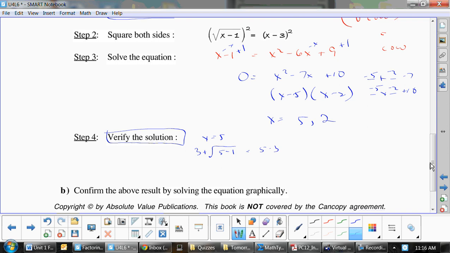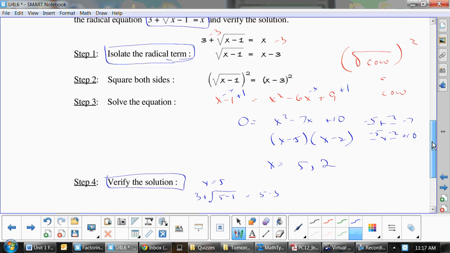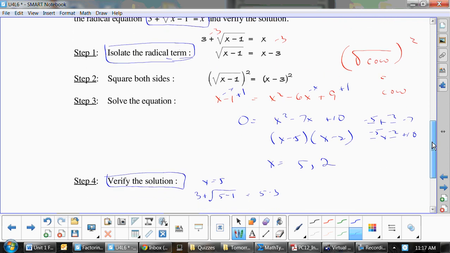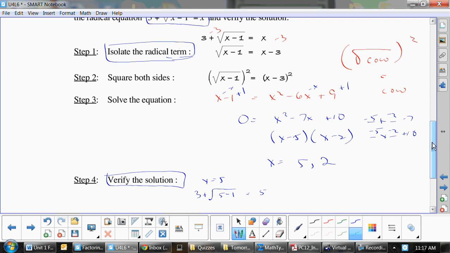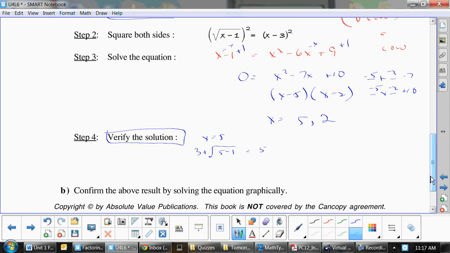Right? I'm just putting 5 in for x in the original. All right, yeah, just 5. Okay, good. Then it is 3 plus root 4 equals 5. 3 plus 2 equals 5. 5 equals 5. Okay, that's good to go.